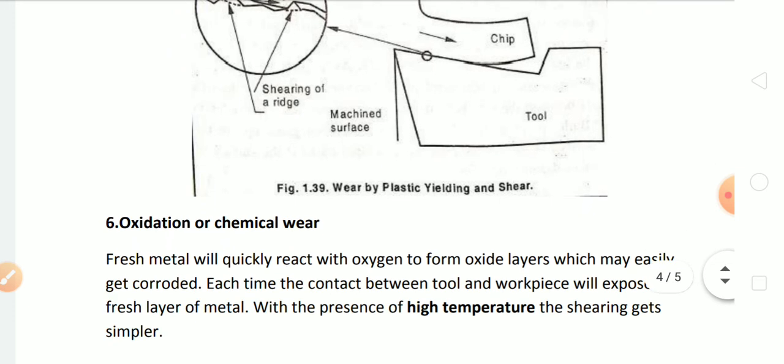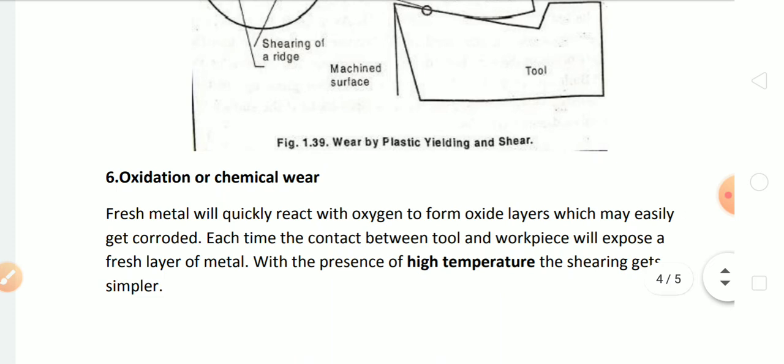And the sixth one is oxidation or chemical wear. See, it is just a theoretical explanation. Whenever a freshly machined surface is exposed to air, the oxygen in the air comes in contact with the surface of the fresh metal, and this will form oxides. In case of iron or steel, when fresh material comes in contact with the air, it will form iron oxide. Chemically, this is called rust.